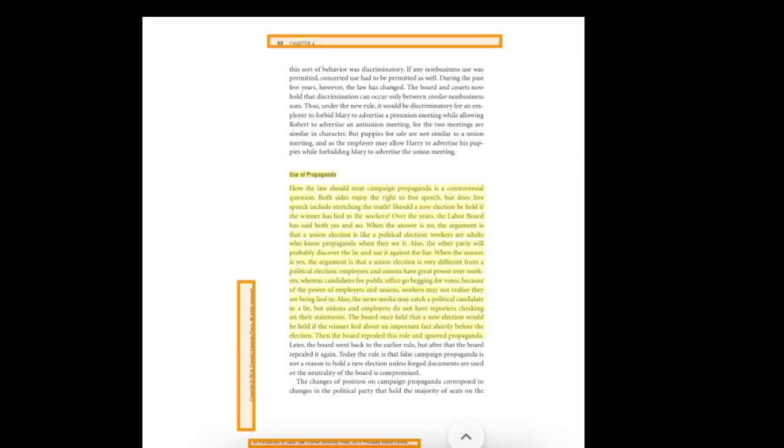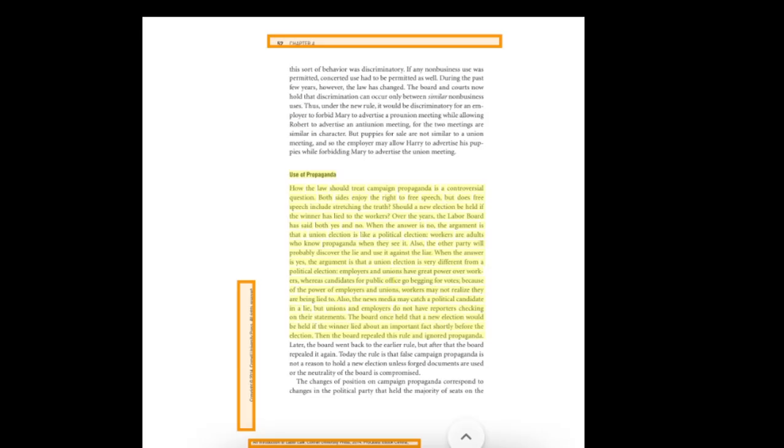When the answer is yes, the argument is that a union election is very different from a political election. Employers and unions have great power over workers, whereas candidates for public office go begging for votes. Because of the power of employers and unions, workers may not realize they're being lied to. Also, the news media may catch a political candidate in a lie, but unions and employers do not have reporters checking on their statements. The board once held that a new election would be held if the winner lied about an important fact shortly before the election.